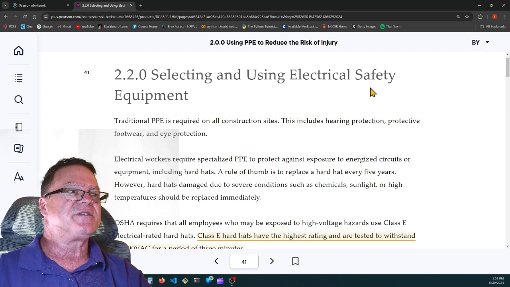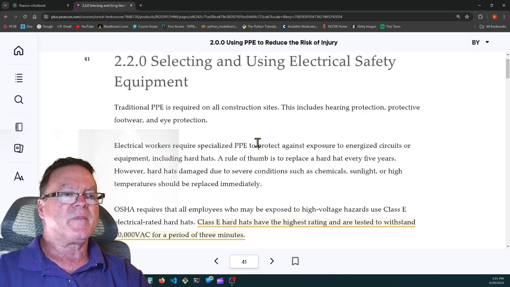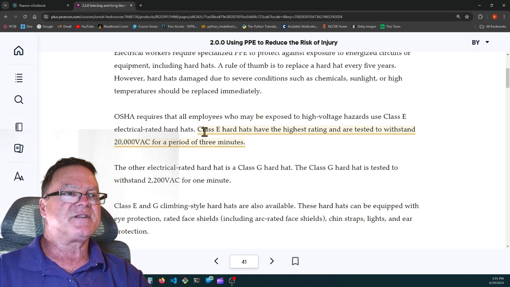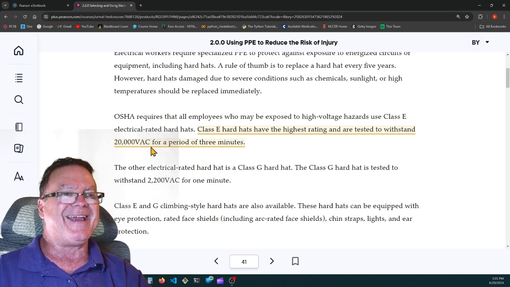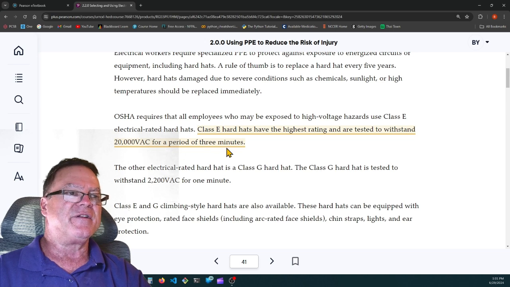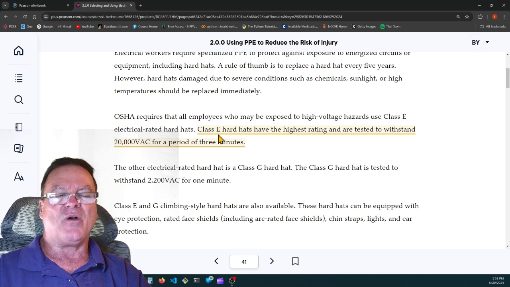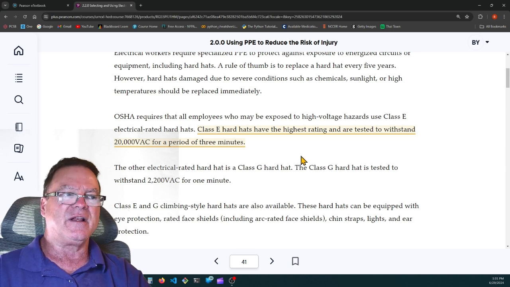2.2.0, selecting and using electrical safety equipment. Here's a highlight. It says Class E hard hats have the highest rating and are tested to withstand 20,000 volts of AC for a period of 3 minutes. So we as electricians want a Class E hard hat. E for electrical, Class E.